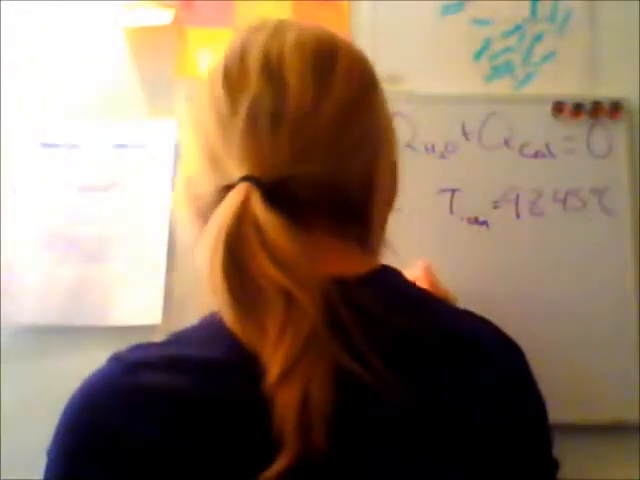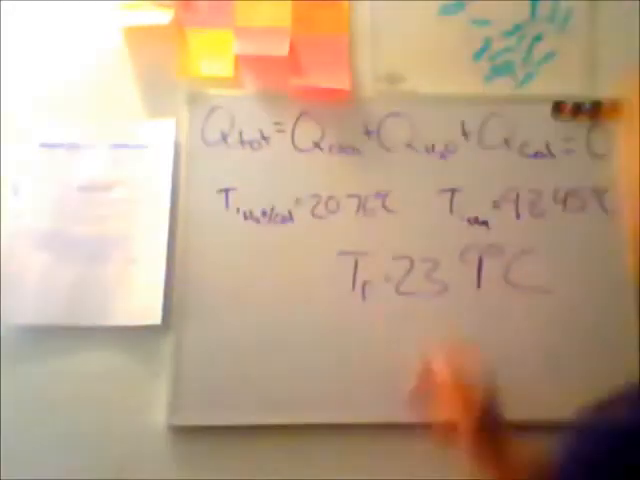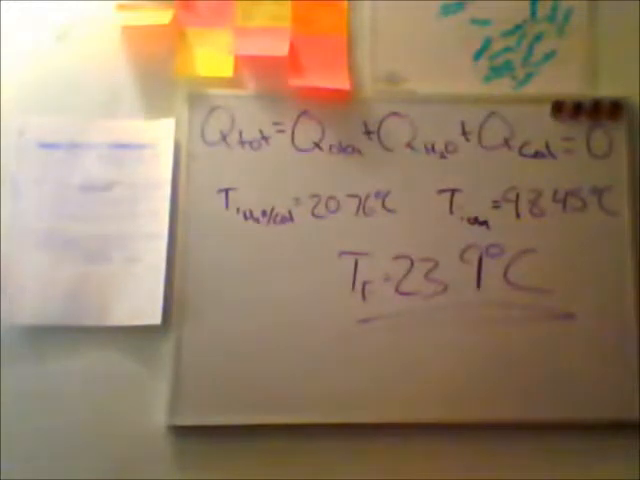So T final for the entire system, so I'm just going to write T sub F because it's not an easy thing to get confused, was 23.9 degrees Celsius, which seemed really low to me considering that this object was a whopping 98.45 degrees Celsius, but Mr. Whipple promised that was okay.